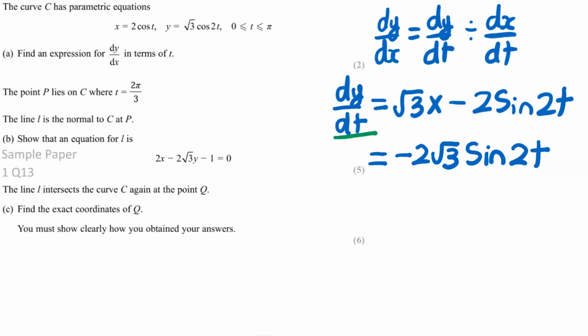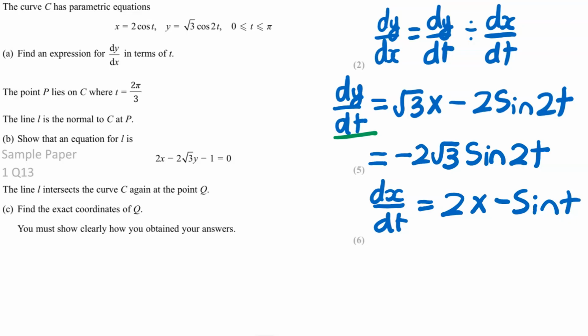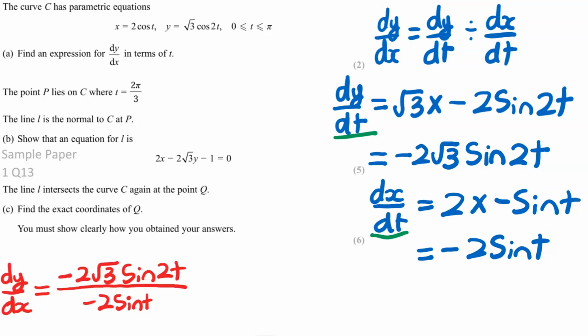So that's dy over dt, and then to get dx over dt, we're going to differentiate this here, so it's going to be 2 multiplied by cos t differentiated, which is minus sin t. Remember the minus, so therefore it's going to be minus 2 sin t. So that's what dx over dt is equal to. So therefore dy over dx is going to be dy over dt divided by dx over dt. So it's going to be this minus 2 root 3 sin 2t over minus 2 sin t.